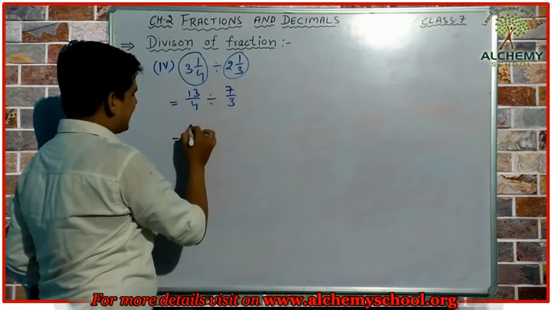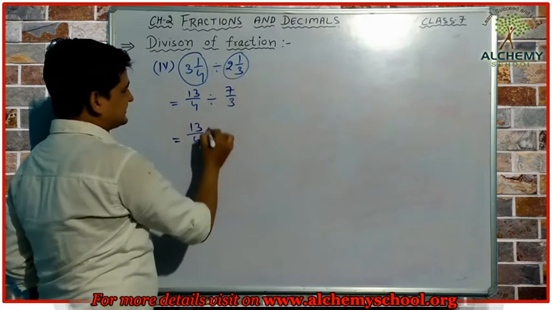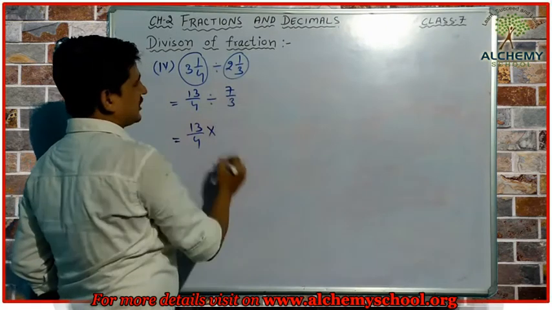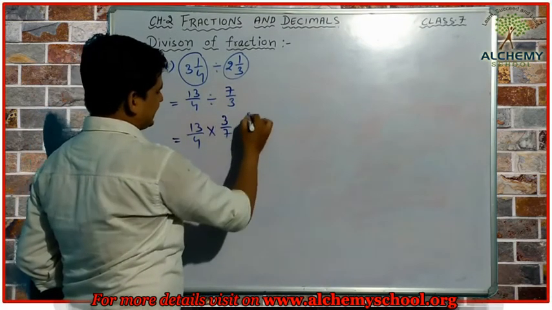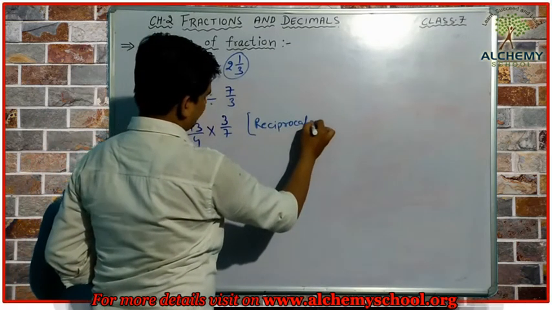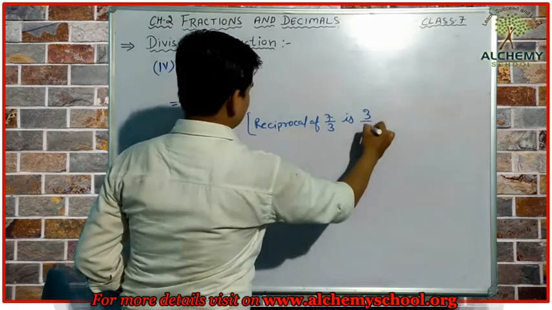So now we can divide. 13 upon 4 will be written as it is. The sign of division will be replaced by multiplication, and we have to write the reciprocal of 7 upon 3, and that is 3 upon 7. We can write here, the reciprocal of 7 upon 3 is 3 upon 7.